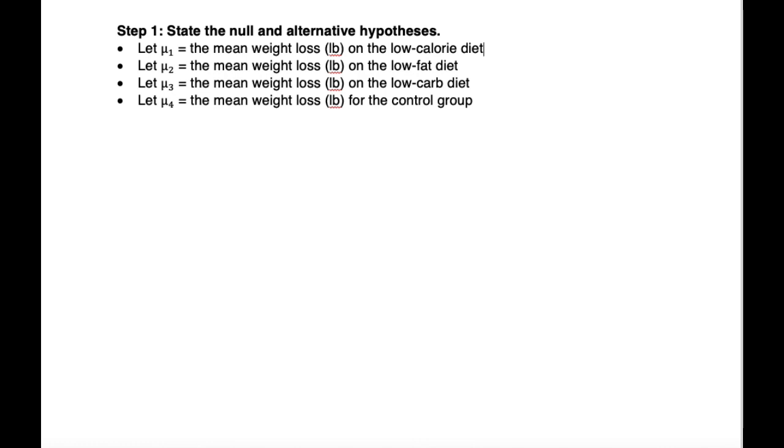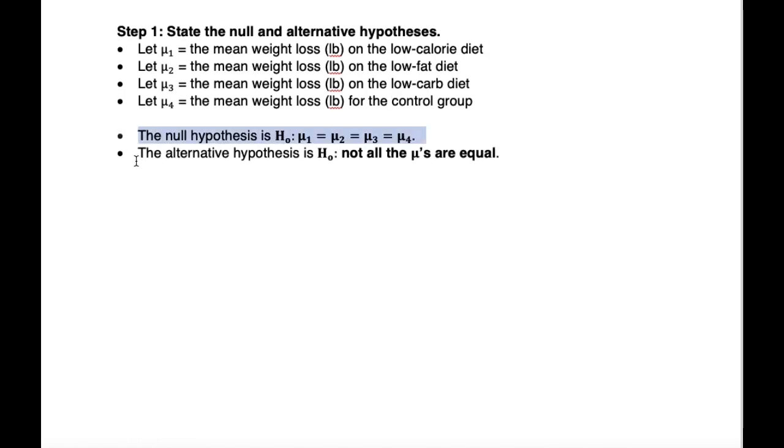Let mu2 equal the mean weight loss on the low-fat diet. Mu3 corresponds to the low-carb diet. Mu4 corresponds to the control group. So these are all population parameters. Okay, and here we have the null hypothesis and the alternative hypothesis.